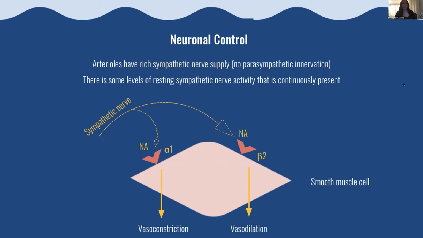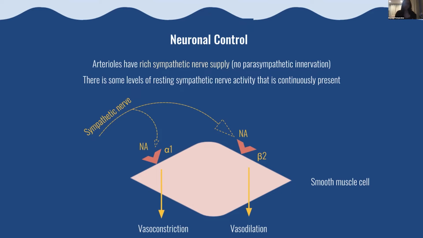And then one of the systemic ones is neuronal control, and then we have hormonal control next. So with neuronal control, you have mainly a sympathetic nerve supply to arterioles. You actually don't have any parasympathetic innervation. So vasoconstriction and vasodilation is controlled by sympathetic pathways.